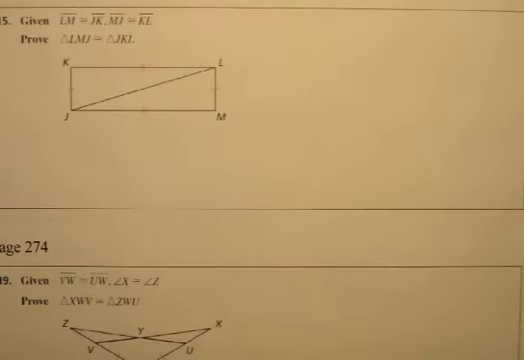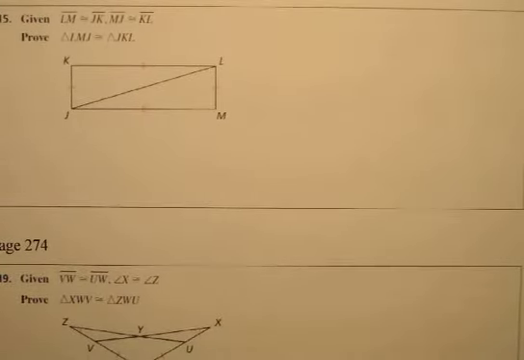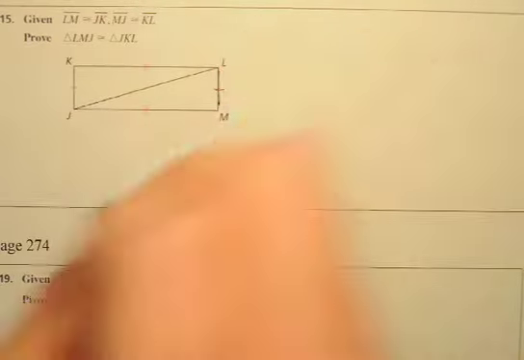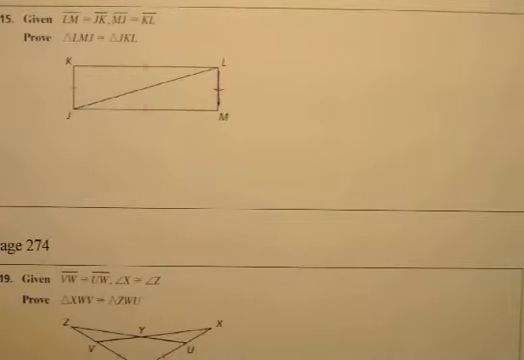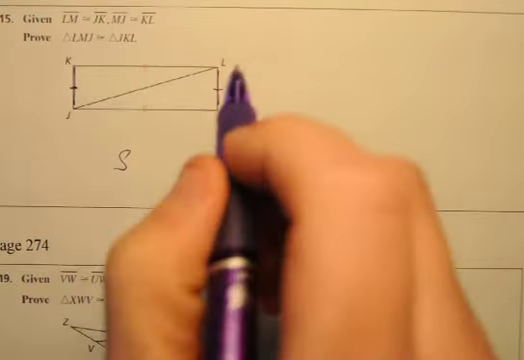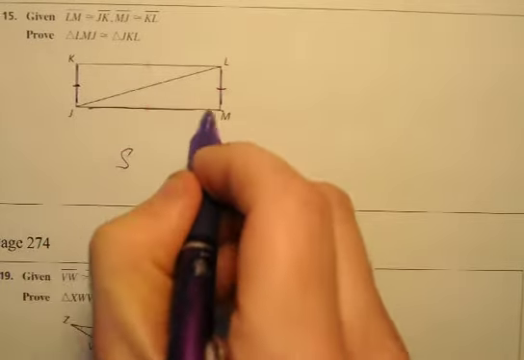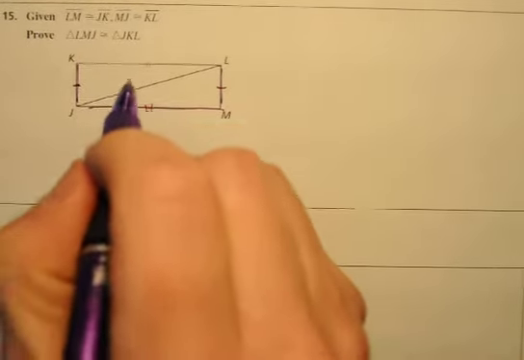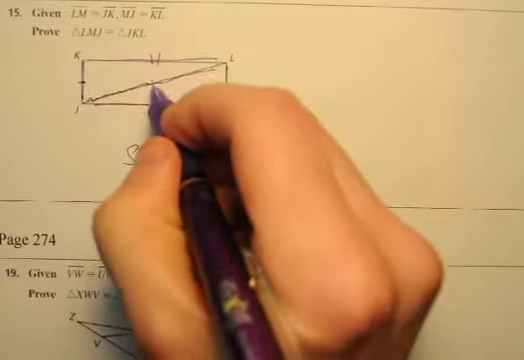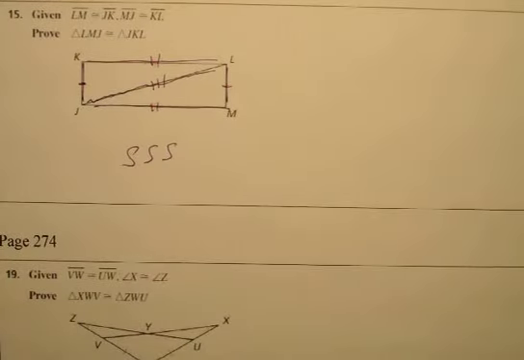That was pretty straightforward. On the next one, they have given us that LM is congruent to JK. That's an S. That's a set of sides. We have that MJ is congruent to KL. That's a set of sides. And look at this, they share the middle piece. That's our third S. That's going to be side, side, side.